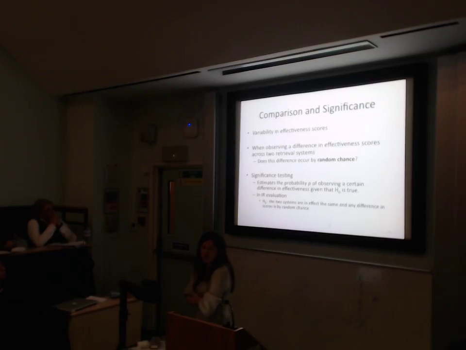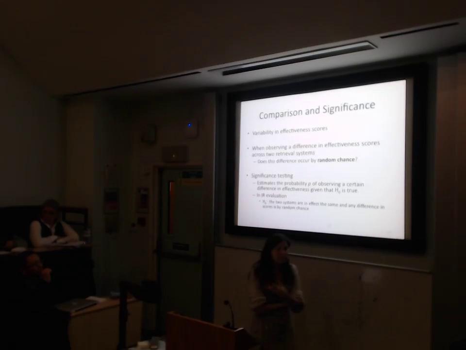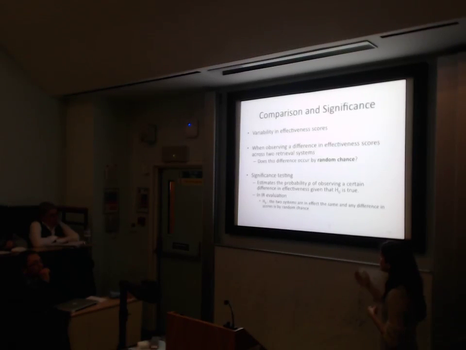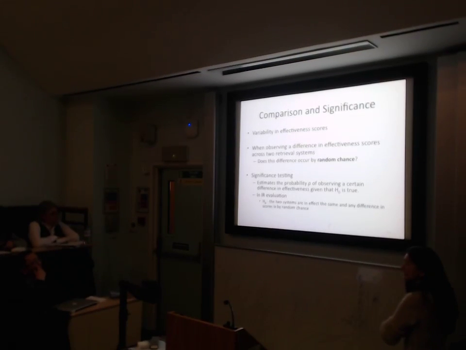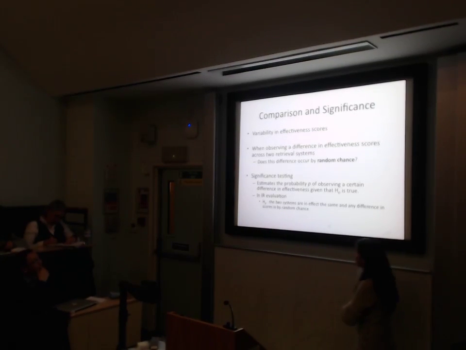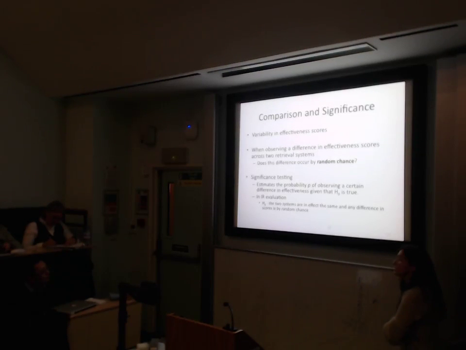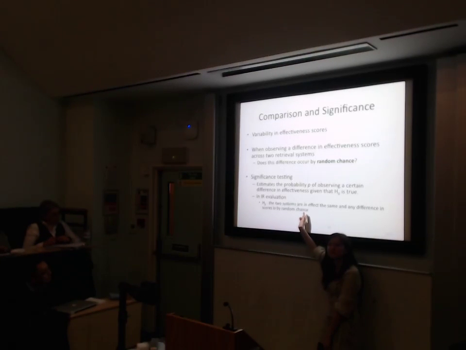Okay? So our goal is to understand, when we observe a difference in effectiveness scores across two systems, whether this difference just occurs by random chance. Or whether, for unseen queries, we can really say with very high probability that this system will still be doing better than the other one. So for this, like I said, we'll be using a significance test. The significance test estimates the probability P of observing a certain difference in effectiveness, given that our null hypothesis, H0, is true, okay? So, depending on the scenario that you will be using the significance test for, your null hypothesis H0 could be different.